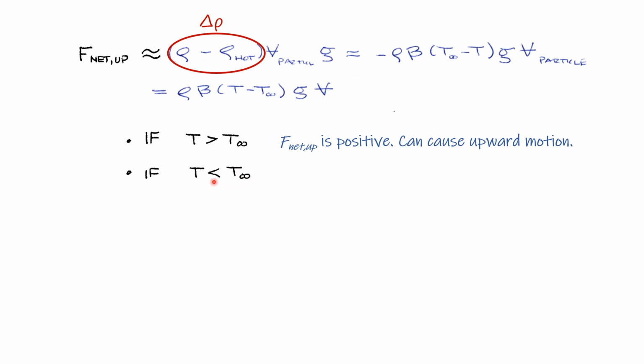On the other hand, what if this isn't a hot fluid particle, but a locally cooler fluid? It's got T less than T surroundings. In that case, this tells us that the net force in the upward direction is actually negative. In other words, there's a net force going down. This can cause your fluid to move too, but it could move down instead.